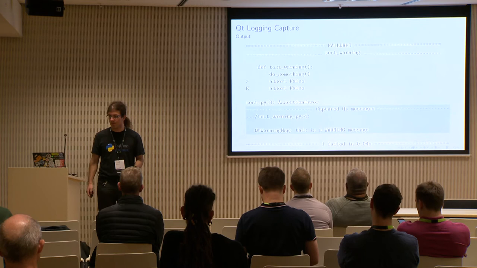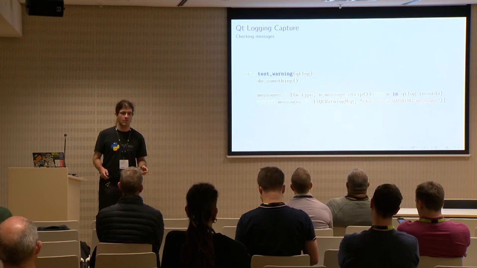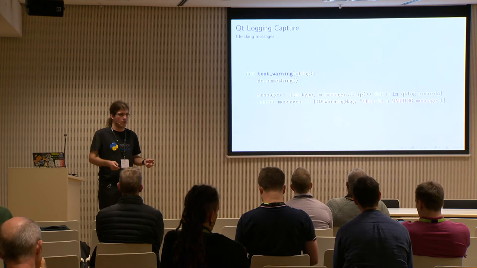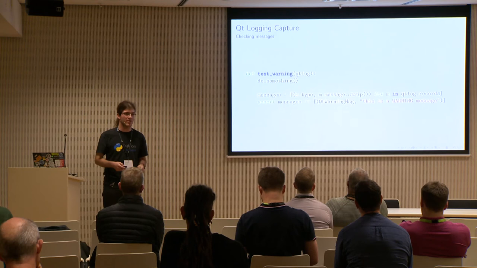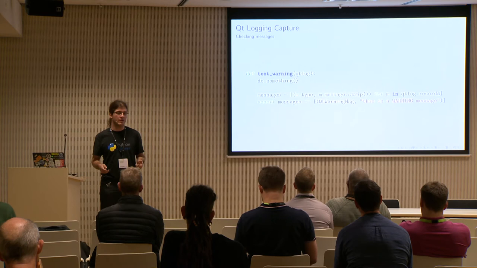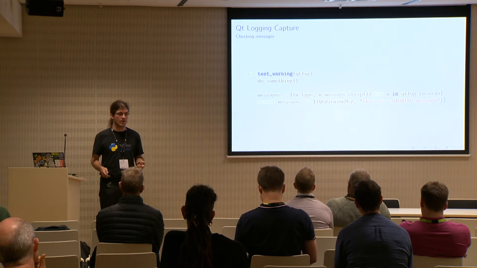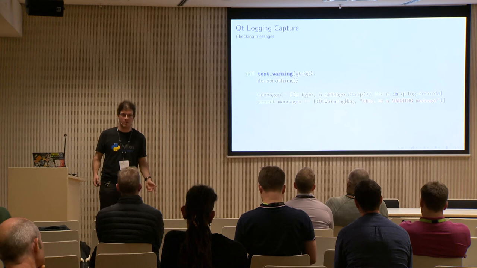You can also access those messages programmatically with the Qt log fixture. So if you want to test if something logs some Qt warning, for example, you could do it like this. So you just get a list of logging records, which, for example, have a type and a message, which you can then check. Or depending on what your needs are, you could also configure the plugin to fail your test suite as soon as an unexpected warning, for example, is emitted. Or fail your test, rather, not the test suite.